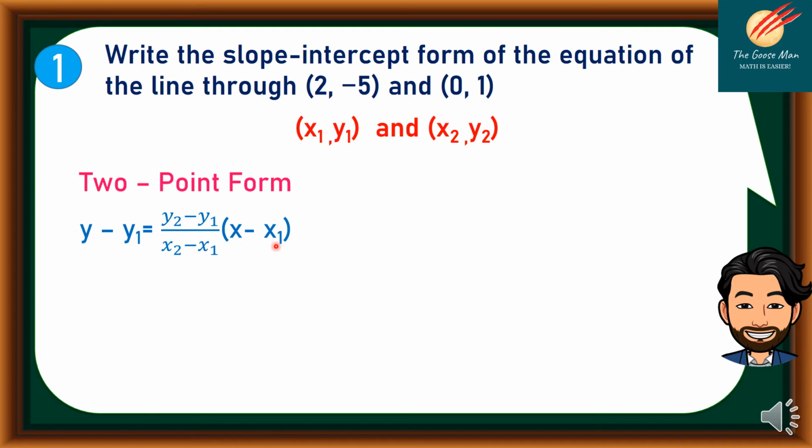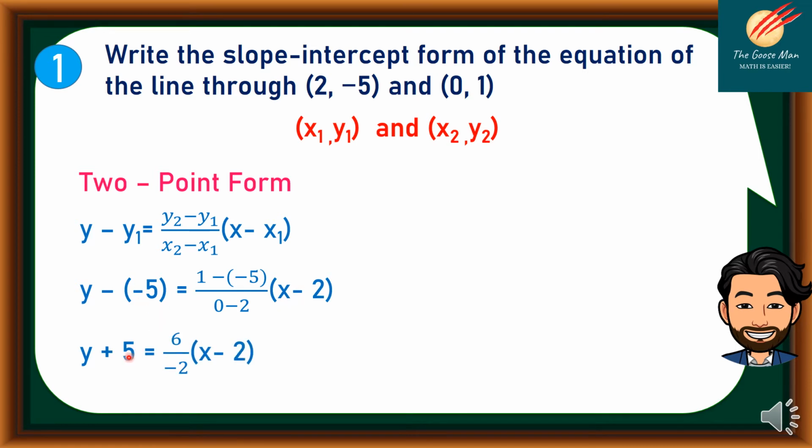This is a little bit longer, but instead of using step number 1 and step number 2, we're going to substitute directly. Remember that y sub 1 is equal to -5, y sub 2 is equal to 1, and x sub 2 is equal to 0. Simply substitute these and simplify. So we have y minus -5, or y plus 5, is equal to 6 all over -2 times x minus 2.